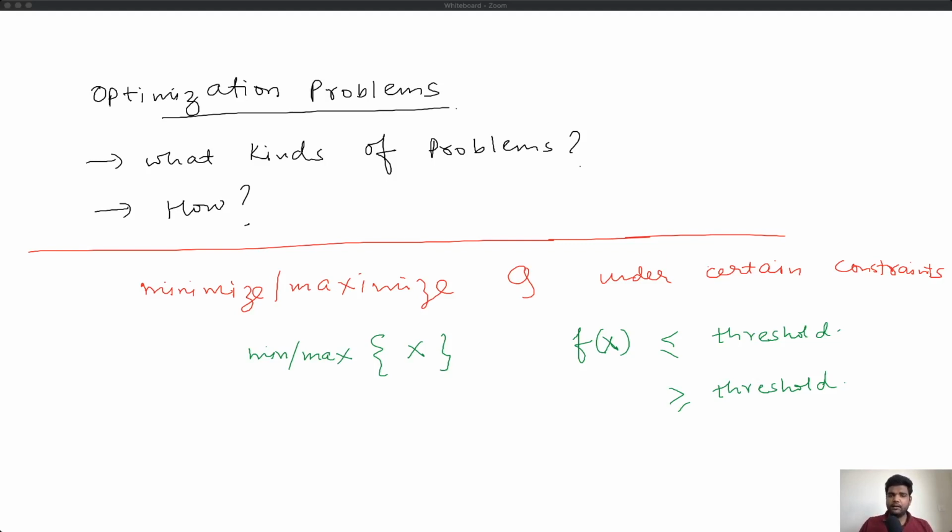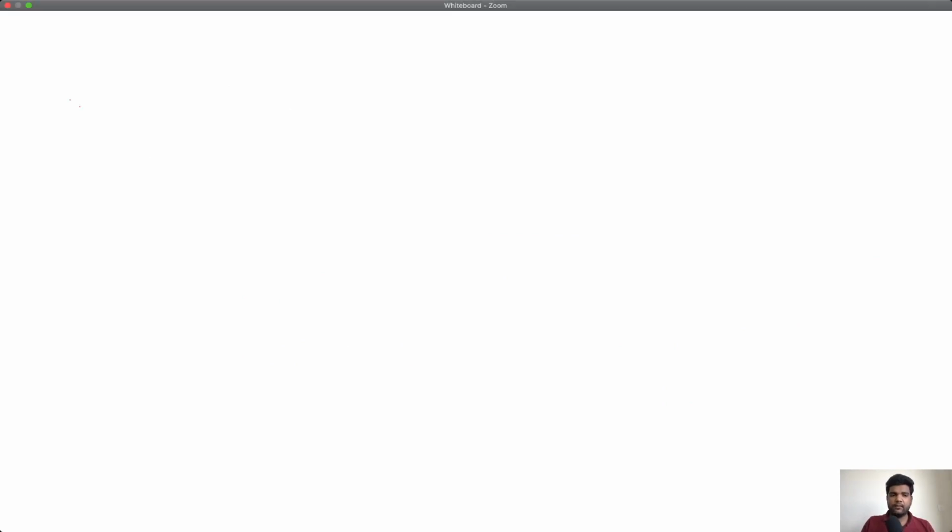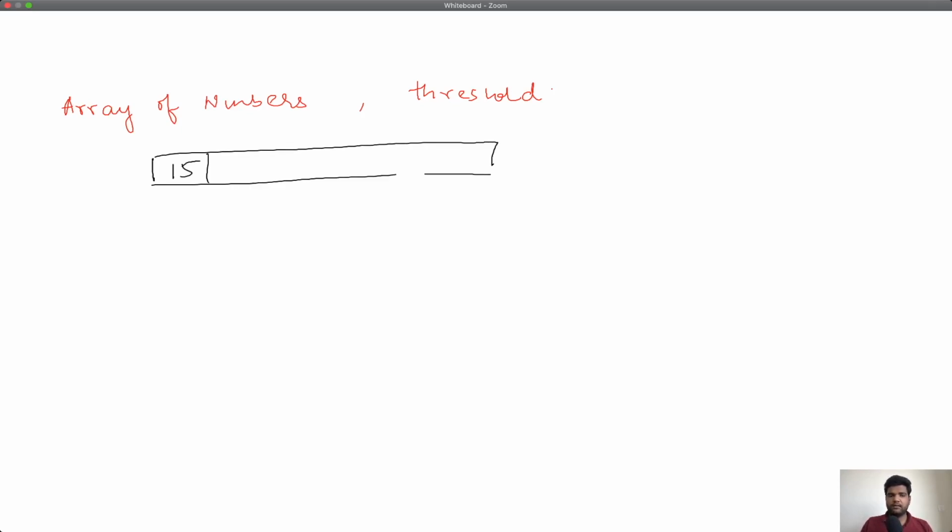Let's take an example, a running example that we will use to explain this. So let's say you are given an array of numbers and you are given a threshold. For illustration, let's take some array of numbers. Let's say you have 15, 22, 7, 5, 3, 1, 21, 19. Let's say this is the array of numbers that you are given. You are given some threshold. Let's take the threshold as, let's say, 55.